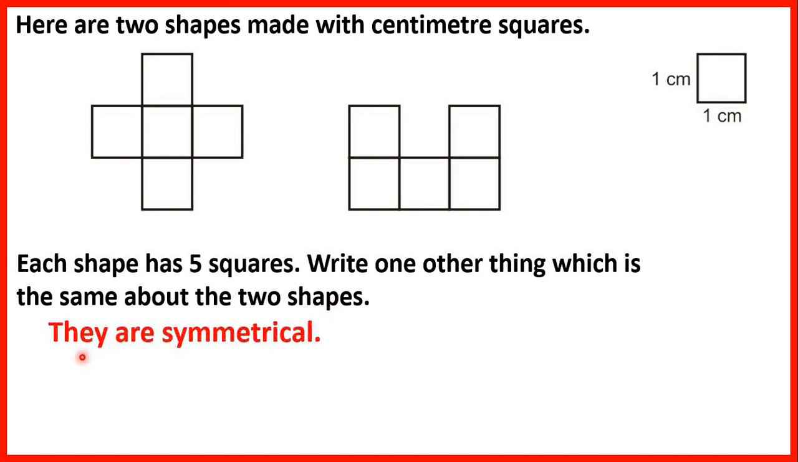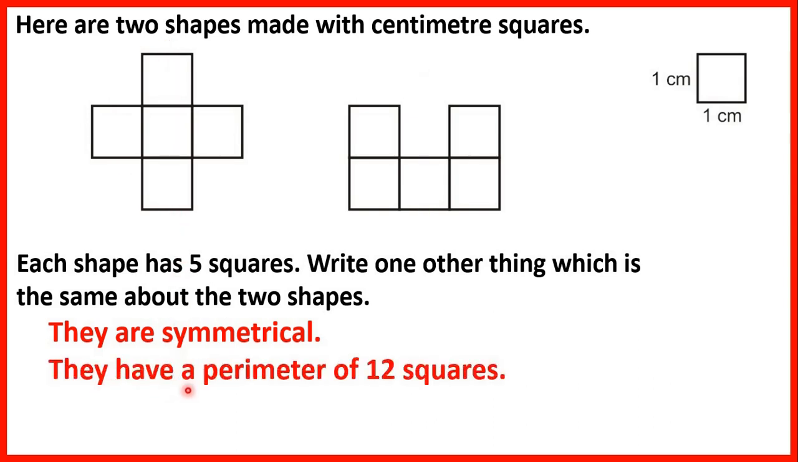So we could have they are symmetrical, because we can draw lines of symmetry so that the same is reflected on both sides. And this shape here, in fact, has more than one line of symmetry. You might spot that we could also have horizontal or diagonal lines of symmetry. Or we could have they have a perimeter of 12 squares.